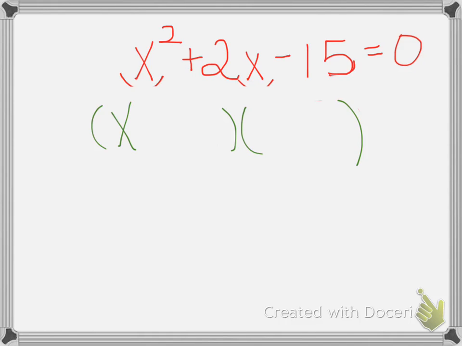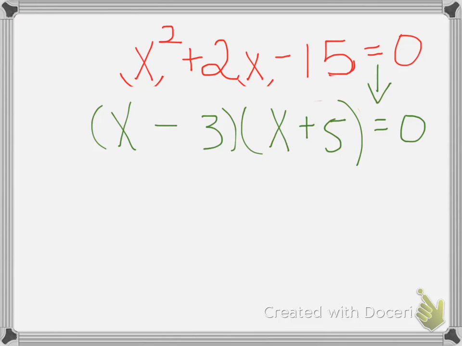It was x here, it was x here, it was a 3 and a 5, and it was a negative and a positive there. Is that true? Is x squared plus 2x minus 15 equal to x minus 3 times x plus 5? Yes. Don't forget to bring this down.